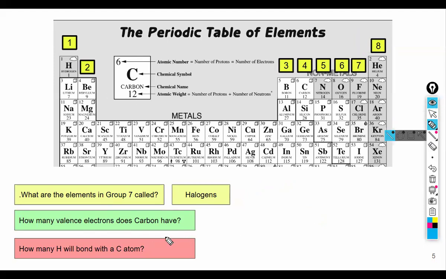How many valence electrons does carbon have? Carbon is going to be super popular. In fact, all organic compounds, every single organic compound, must have carbon. Without carbon, it's not an organic compound. So I would say in organic chemistry, the most important atom is actually carbon.